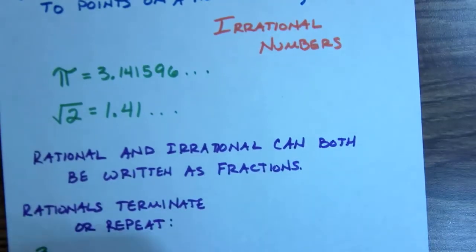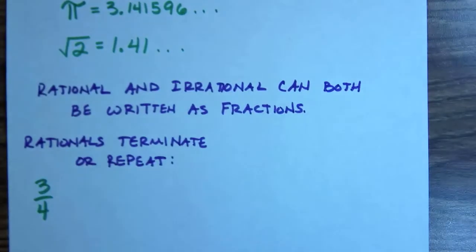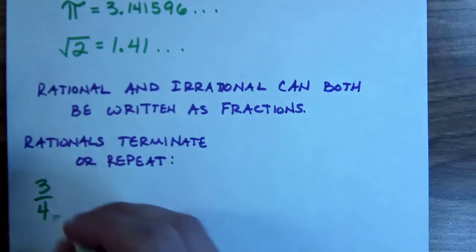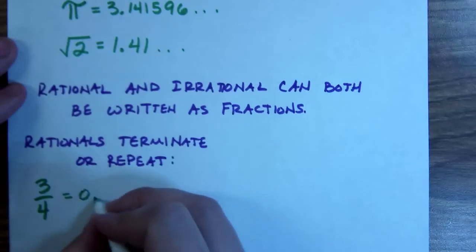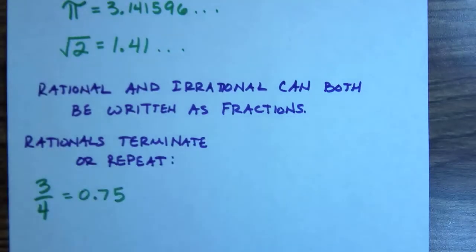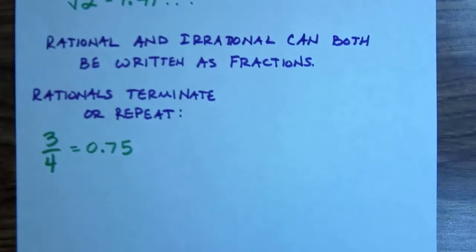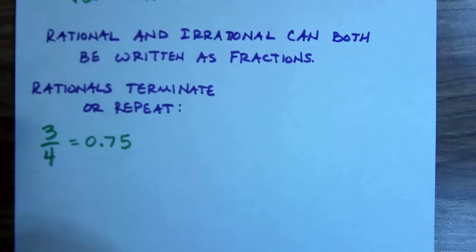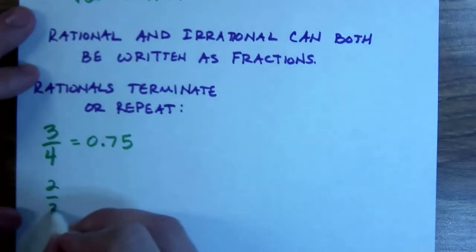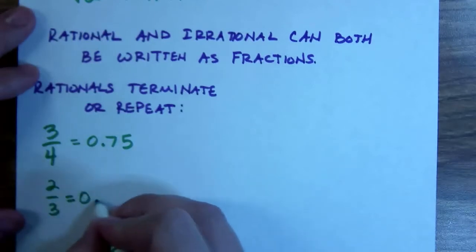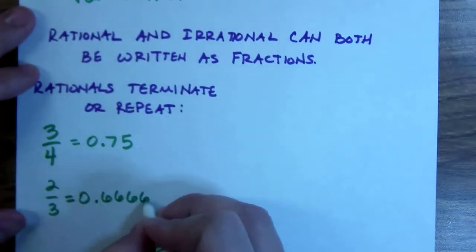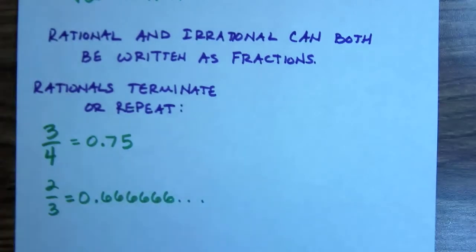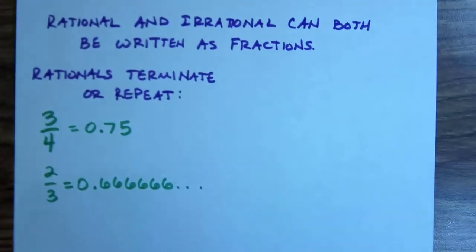3/4 is an example of a rational number because if I do 3 divided by 4 on my calculator, I get 0.75. That number stops. It doesn't keep going after the 0.75. It's 0.75, done. Another example would be 2/3. If I do 2/3 on my calculator, it's 0.6666666. It repeats. It's the same thing over and over and over again. That is a rational number.